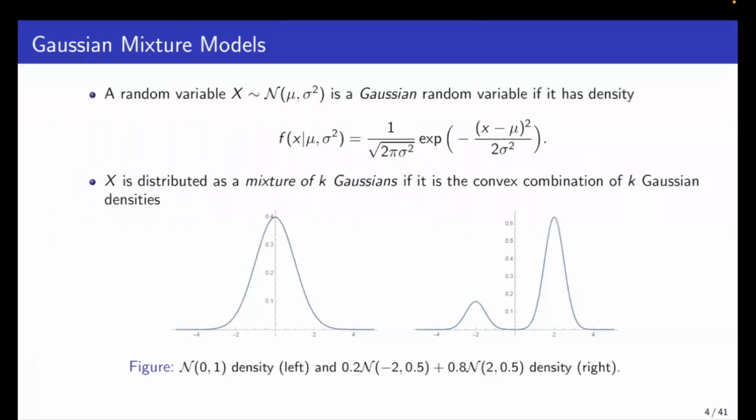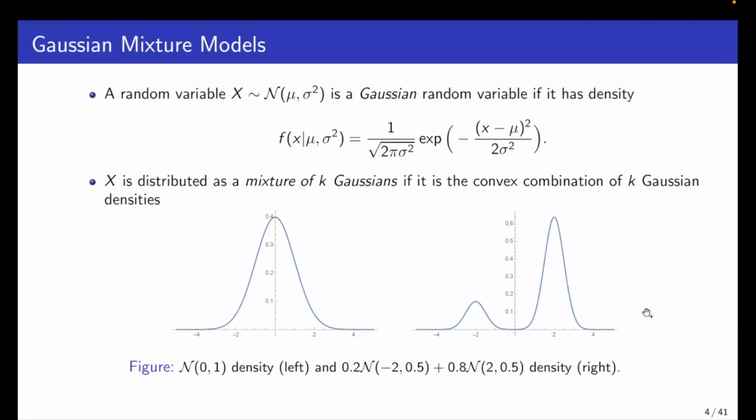Just to be completely on the same page, I'm sure this isn't a surprise to anyone here, but a random variable is a Gaussian random variable if it has this following exponential density. Then a Gaussian mixture model is a random variable that is a convex combination of k Gaussian densities. On the left here, we see a picture of the density for a standard normal 0, 1 random variable. And on the right, we see a mixture of two Gaussian densities.